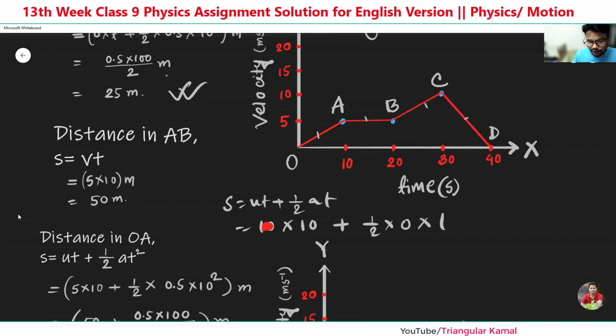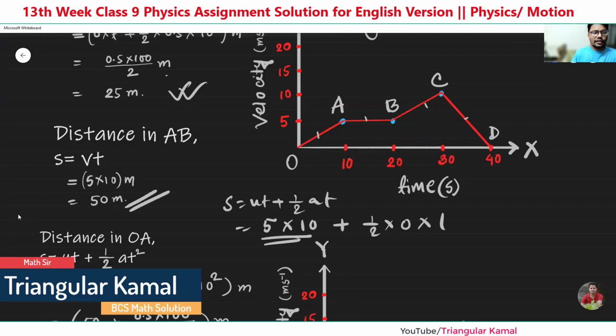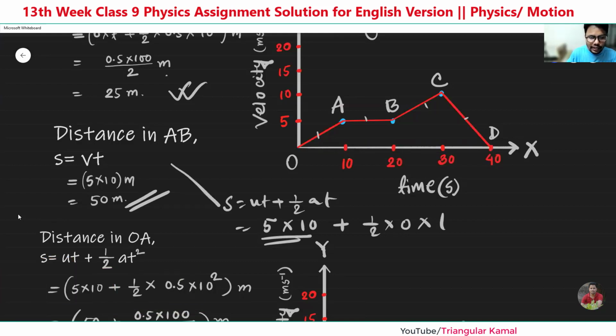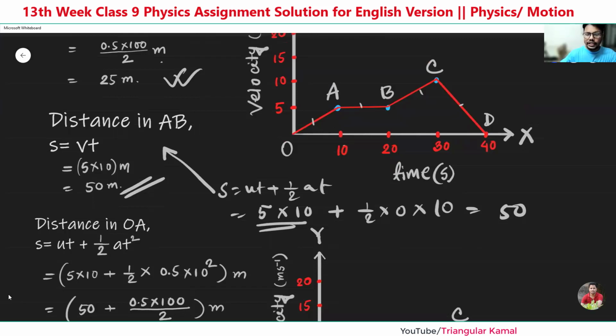Initial and ending velocity are all 5. So 5 times 10. If you apply this formula instead of S equals ut plus half at square, your answer will also be okay, no problem. Here also the result is 50, and so you can also apply S equals vt, no problem. Now AB is done.